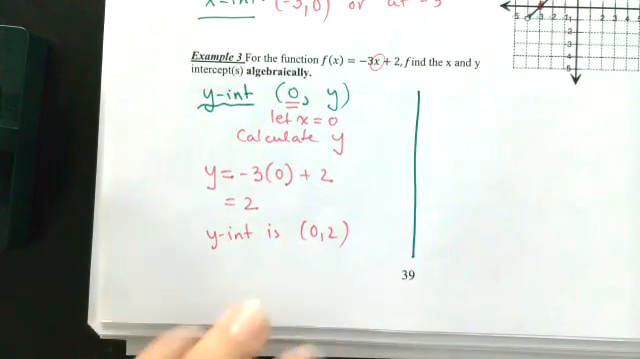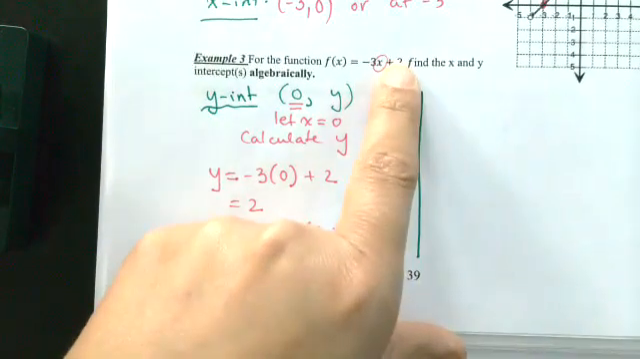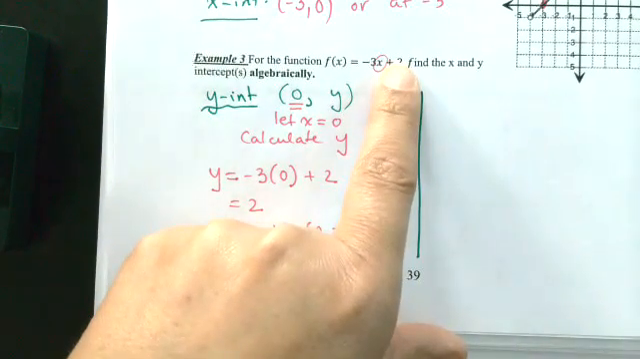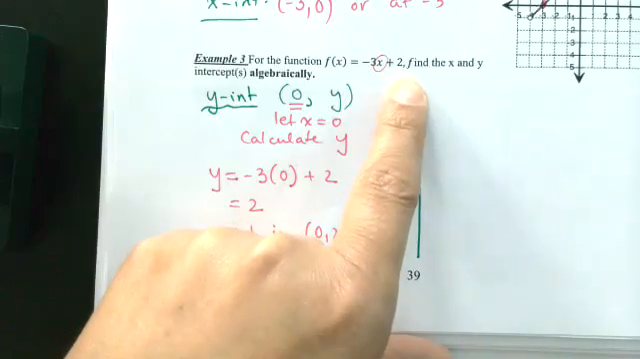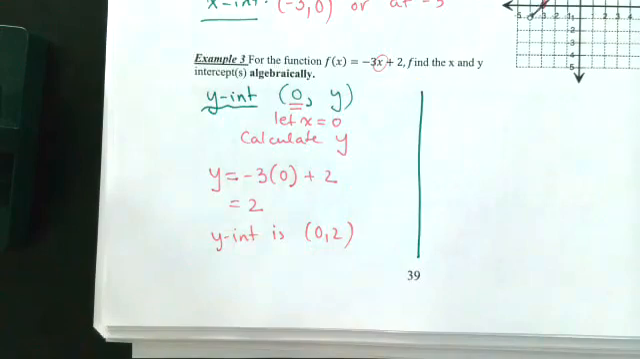For polynomial functions, the y-intercept is always going to be the free term, notice, right? Because if you let x equal to 0, it will always cancel all of your x terms. We'll talk about that a little bit later.